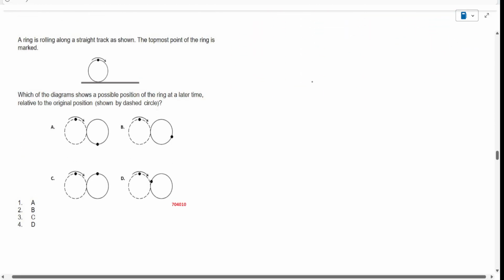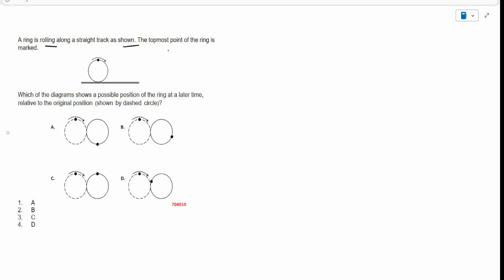This is also a question that you can solve by just observing the question. A ring is rolling along a straight track shown. The topmost point of the ring is marked. Fine. This is the topmost portion. Which of the diagrams shows the possible position of the ring at a later time relative to the original position?